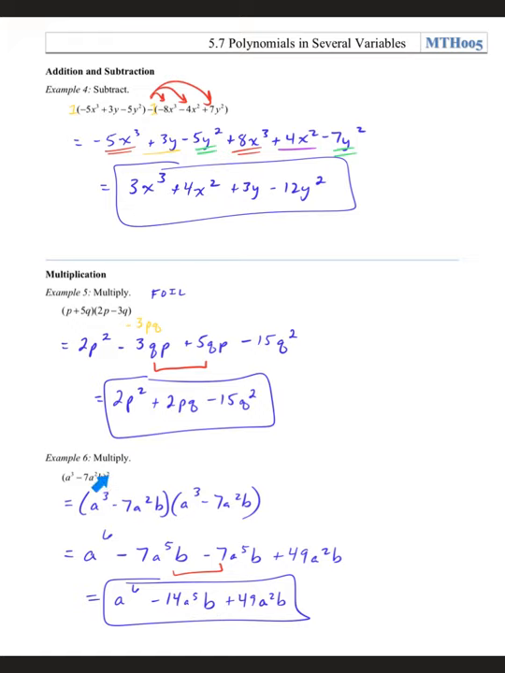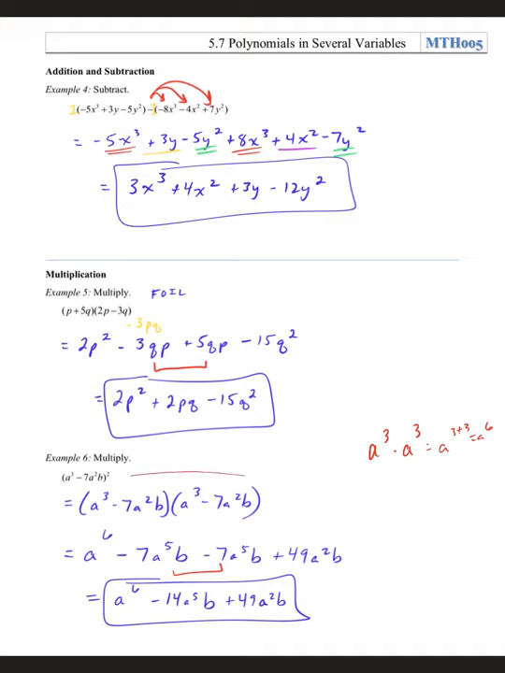Keep in mind, when it's being squared, that means there's two of them. And then you can use the FOIL again. So we did the first, a cubed times a cubed. Also keep in mind, back to your exponent rules from the beginning of this unit, a cubed times a cubed, that's when you add the exponents. So we get a to the 6th there.